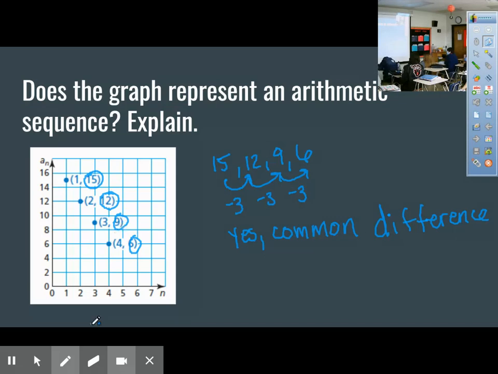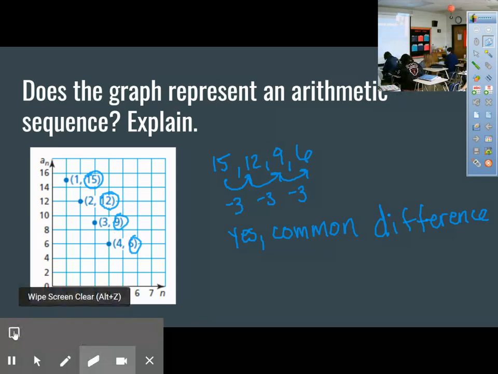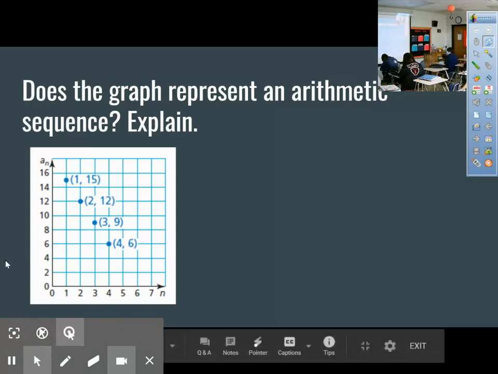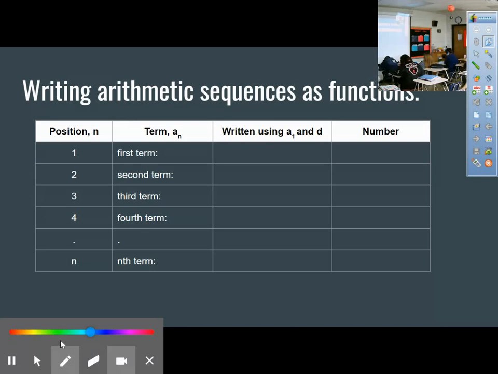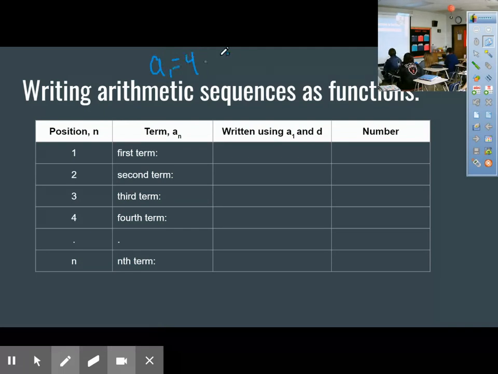All right, now let's move on to writing a function. What if you're given a sequence and you have to write a function? It says writing arithmetic sequences as functions. It says let A1 equal 4, and it has this part here on your paper, and D equals 3.